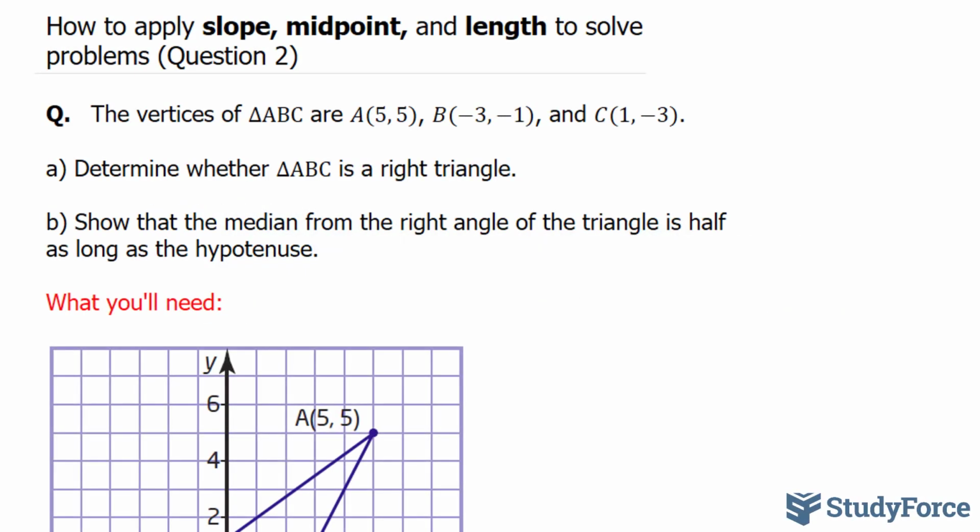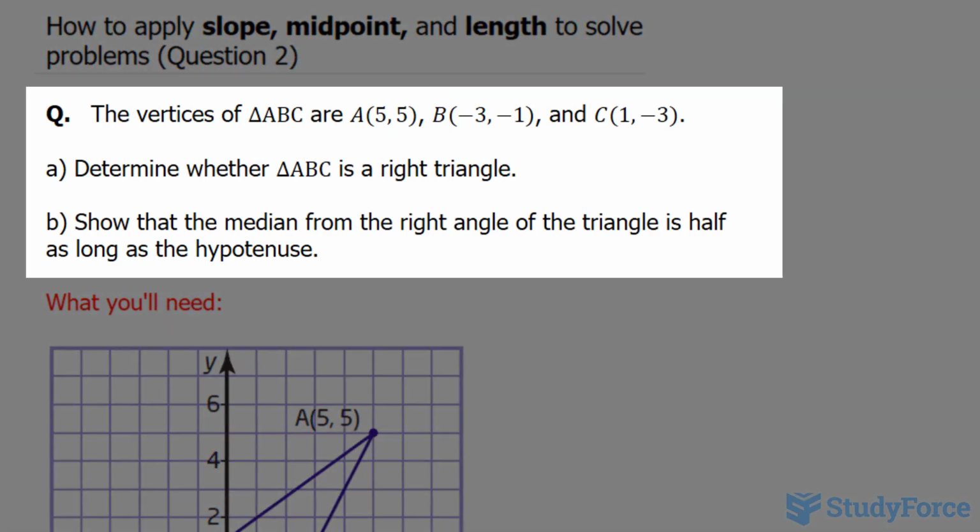In this lesson, I'll show you how to apply slope, midpoint, and length to solve problems. This is question number 2. The question reads, the vertices of the triangle A, B, and C are the coordinates written here. Determine whether ABC is a right triangle. Also, show that the median from the right angle of the triangle is half as long as the hypotenuse.